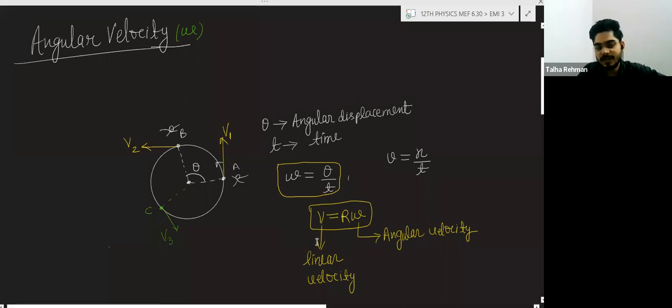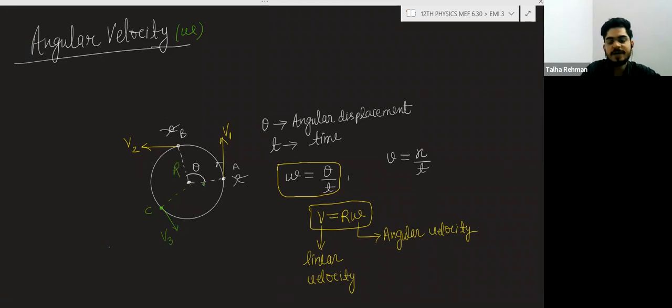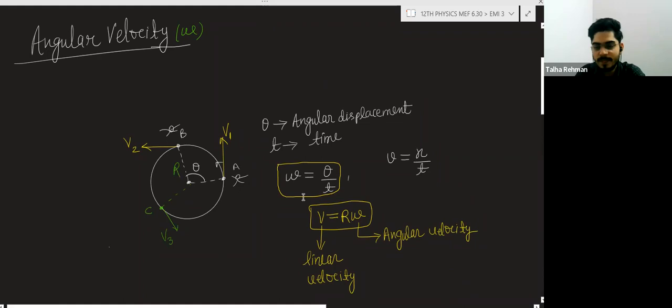And there is a relation between the linear velocity and angular velocity. V is equal to r omega in case of this circular motion. R is the radius of the circle.